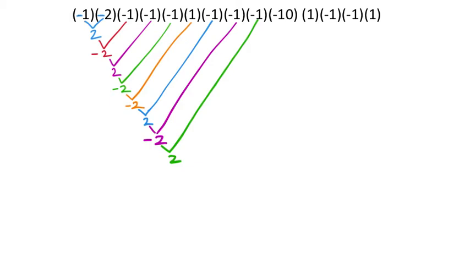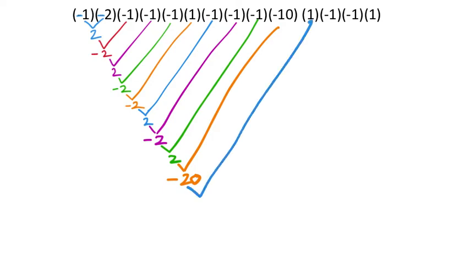I'm running out of space. Then I've got this green 2 times now -10. A positive times a negative makes the answer negative. 2 times 10 is now 20. And then I've got to multiply that orange -20 by the next one. It's a negative times a positive, which makes the answer negative. 20 times 1 is 20.